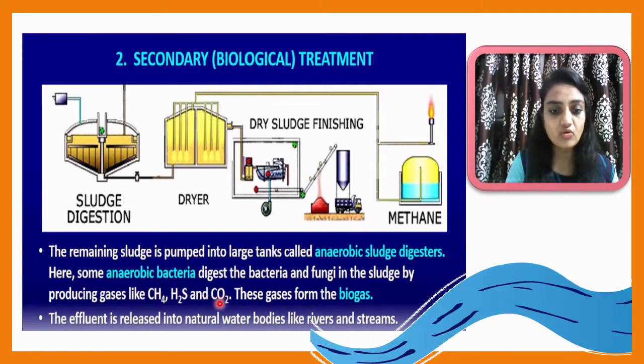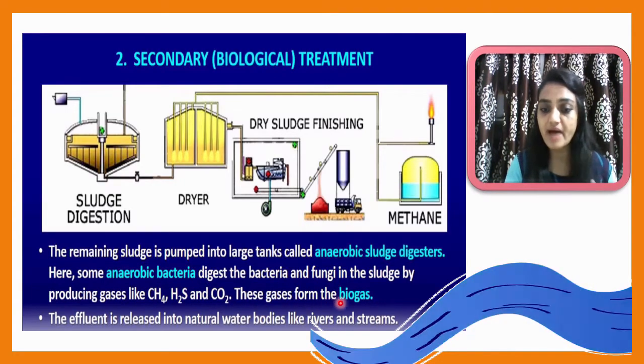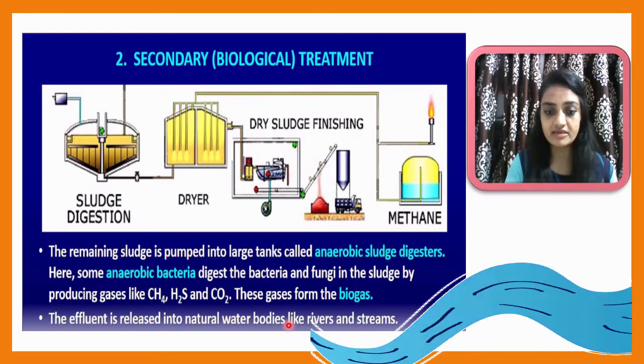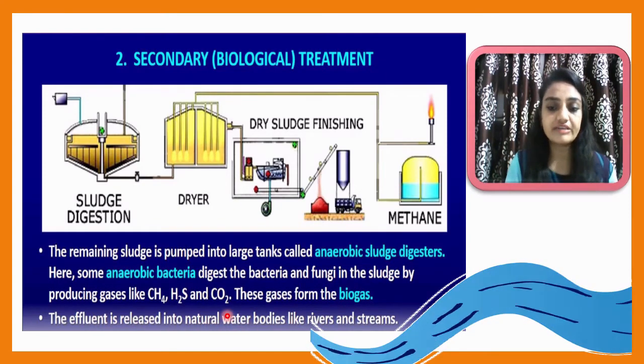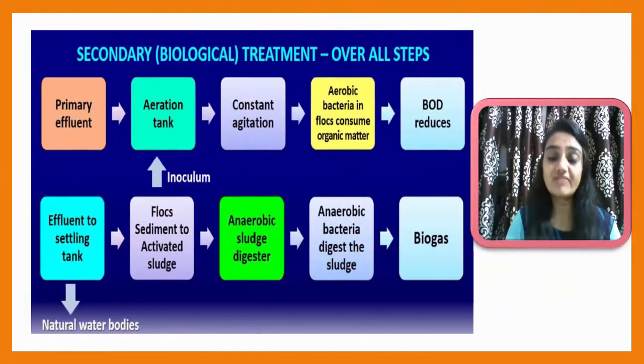And all these gases together are called biogas, and the effluent is released into natural water bodies like rivers and streams. Okay, now let me summarize the whole process of secondary treatment or biological treatment. So first of all, this is the end product of primary treatment, right? That is the primary effluent.